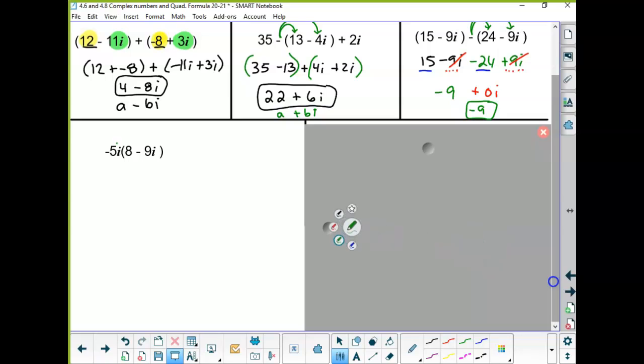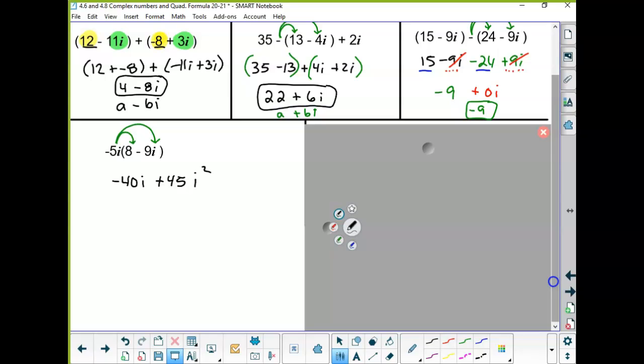What do we do? Well, this is a distributive property. We're going to multiply 8 minus 9i by the number that's on the outside. So I'm going to distribute a negative 5i to 8. Well, negative 5 times 8 is negative 40i. And then negative 5i times negative 9i is a positive 45. And what's i times i? i squared. i squared. Perfect.